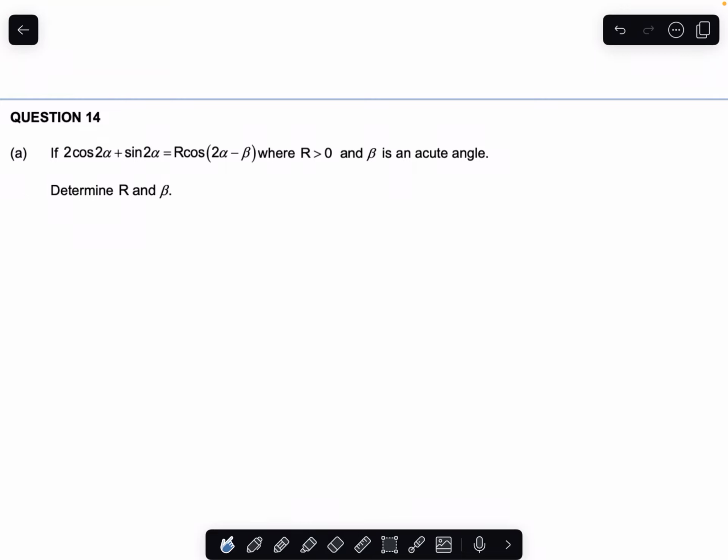Question 14. If 2 cos 2 alpha plus sine 2 alpha is equal to r cos (2 alpha minus beta), where r is positive and beta is an acute angle, determine r and beta.